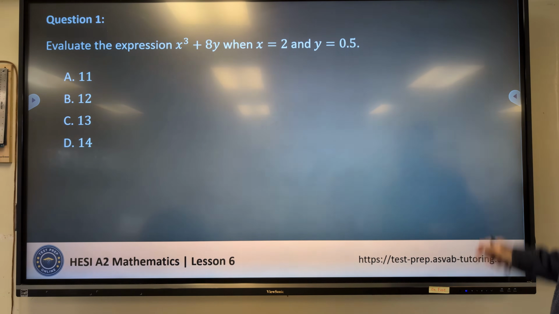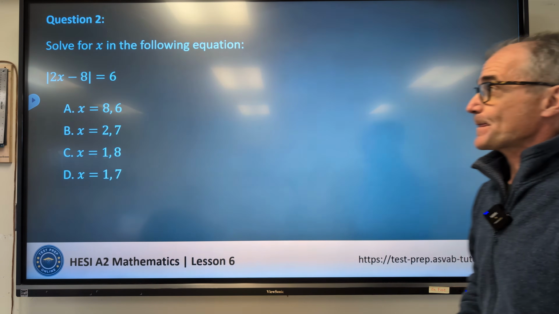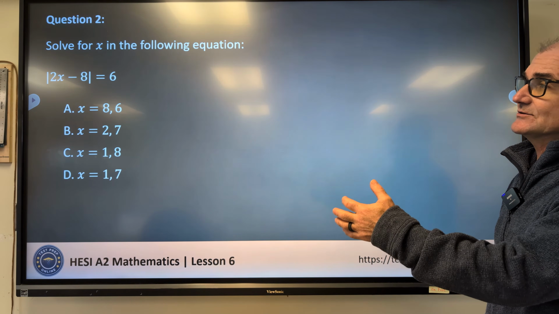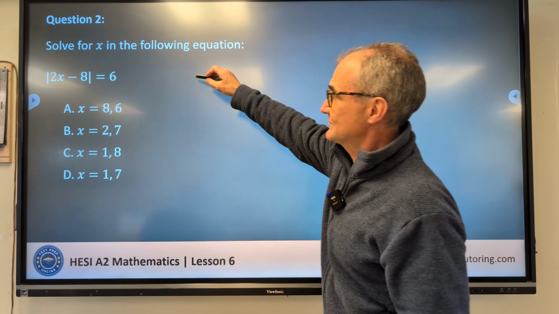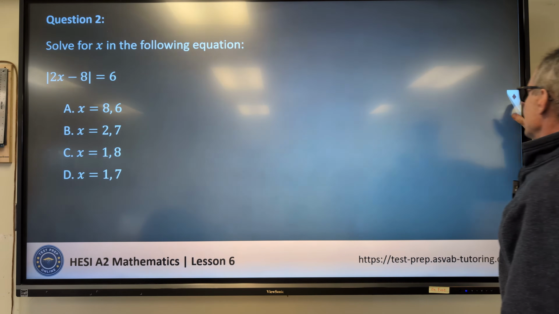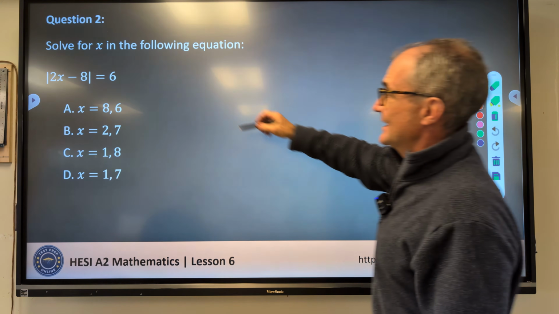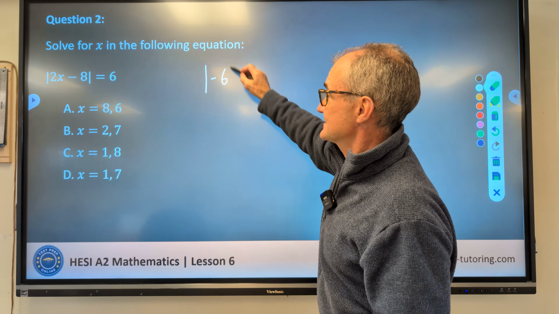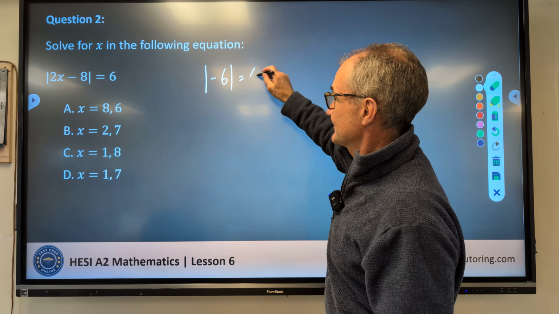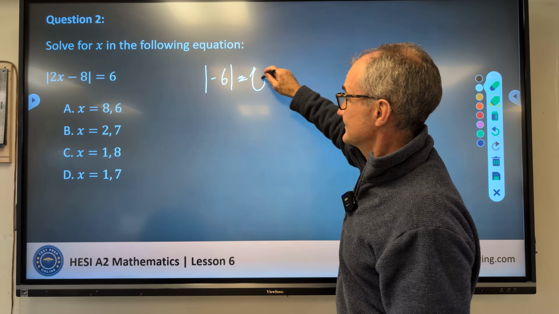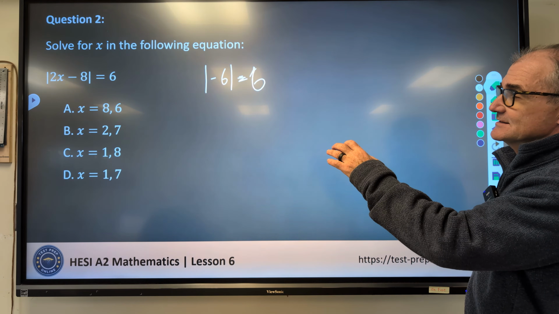Moving along to number 2. So on number 2 here, these are absolute value. Everything inside that bar becomes positive. So these two straight bars mean make it positive. Right? So if I have the absolute value of -6, that's just equal to 6. Oh, good Lord, I don't know what's going on with my pen there. So anything inside becomes positive.